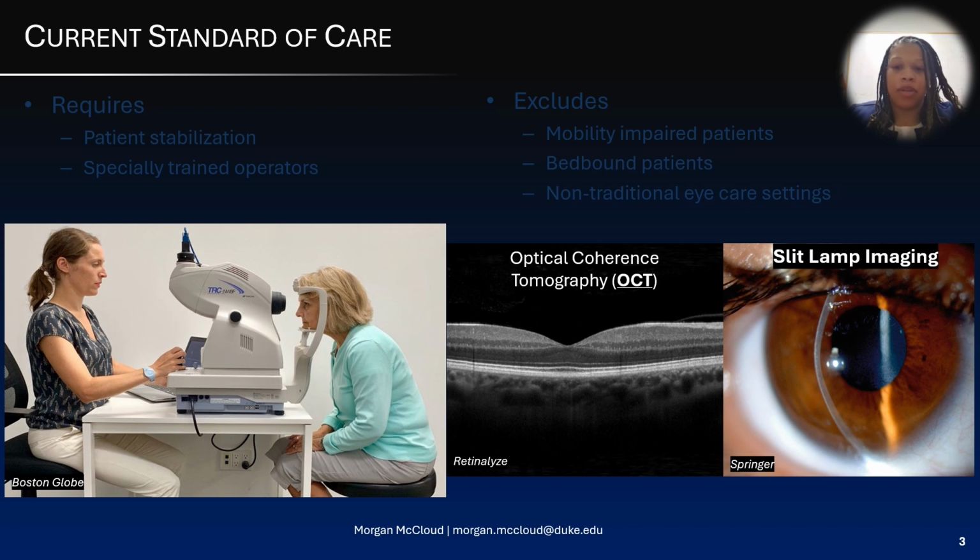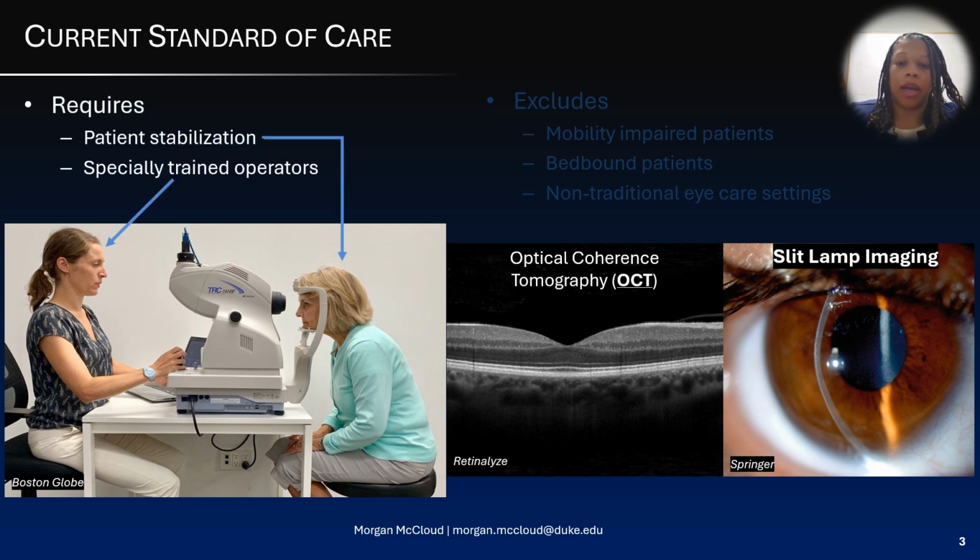So, if you have been to one, you might recognize the device on the bottom left. This is the typical form factor of an ocular imaging system. These systems typically require a patient to be stabilized in a chin and forehead rest in front of the imaging device, and they also require a specially trained operator to align the imaging system to the patient's eye. This alignment and stabilization is required because the structures that we are trying to image in the eye are very small. For example, one imaging technique that's often used in the eye clinic is OCT, or optical coherence tomography.